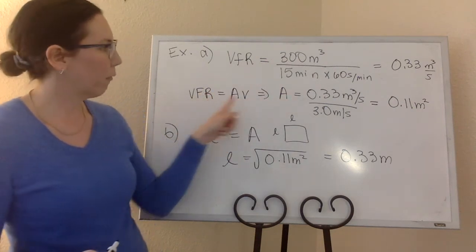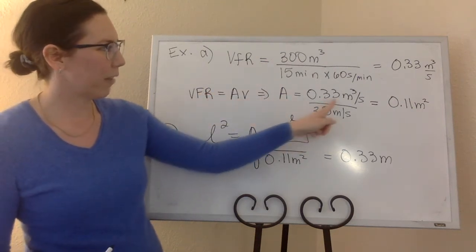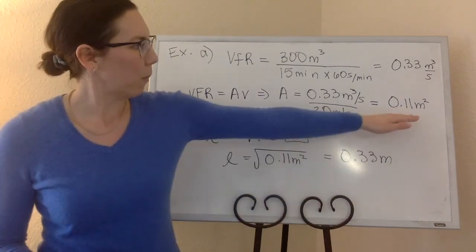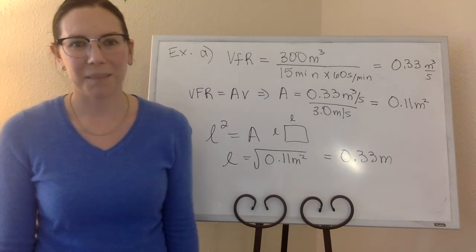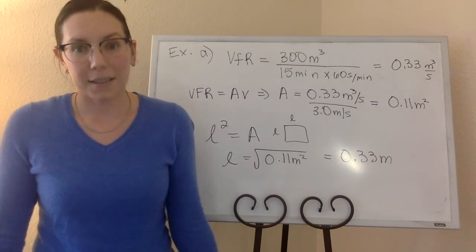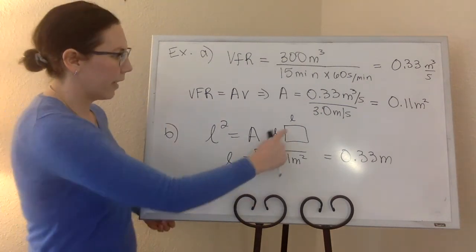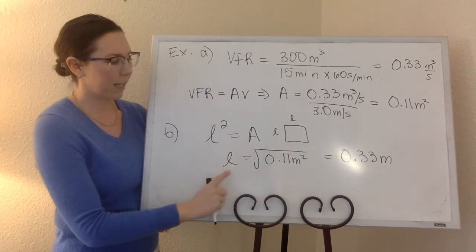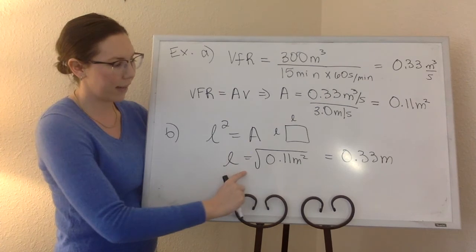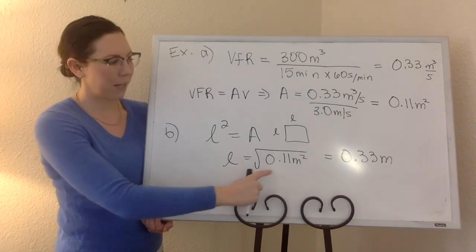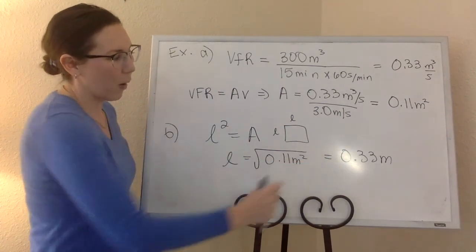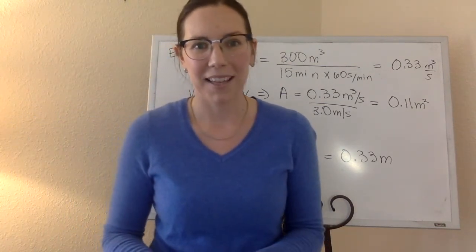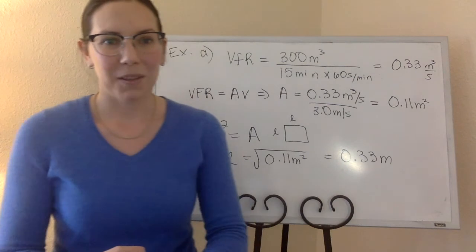So taking our volume flow rate divided by the speed, 0.33 meters cubed per second divided by 3 meters per second, gives me 0.11 meters squared. Now, if that duct is square, then its side lengths are the same, so our area is length squared. And then we can take the root of that area to find the length. The root of 0.11 meters squared gives me 0.33 for the side length of the duct if it is square. All right, that's it for the examples on continuity.